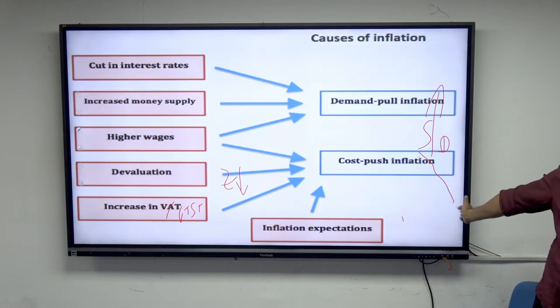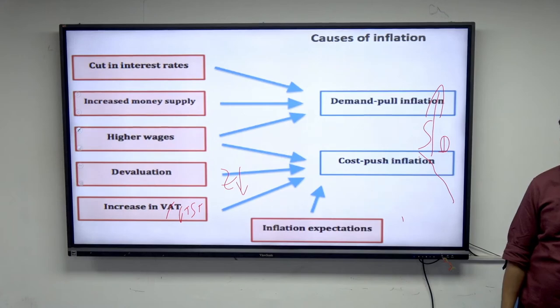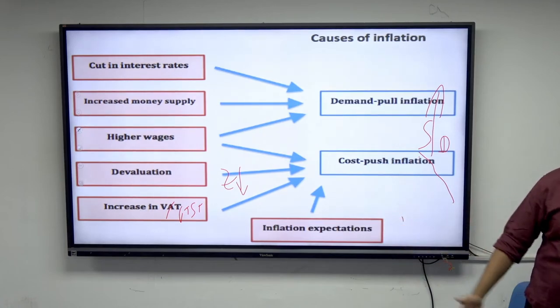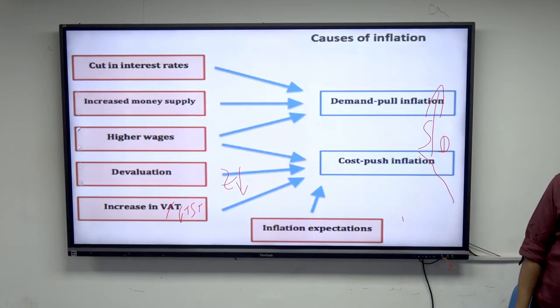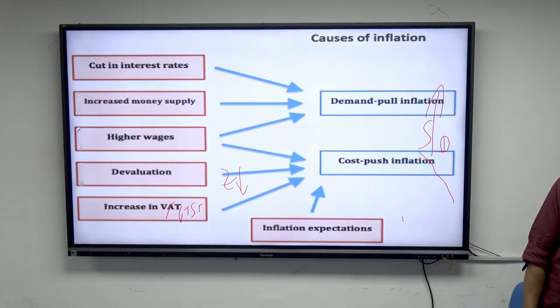You understood? When enough people believe that inflation is going to increase, they will feel that I should demand a raise from my boss because everything is becoming costly. Then the boss will feel I should raise the price of the product because everything is becoming costly. If everybody is thinking this and doing the same thing, what happens to inflation? It will increase. That means people's behavior has an impact on the economy. You understood?